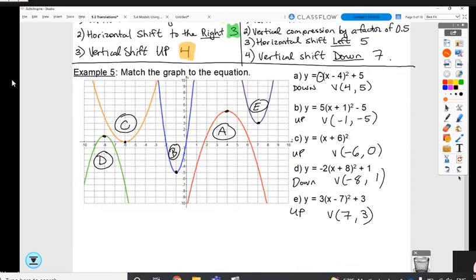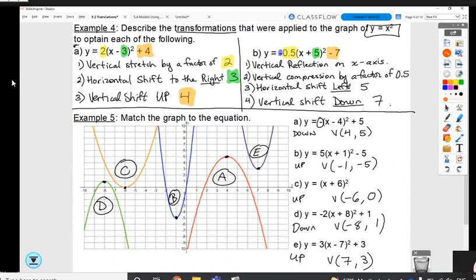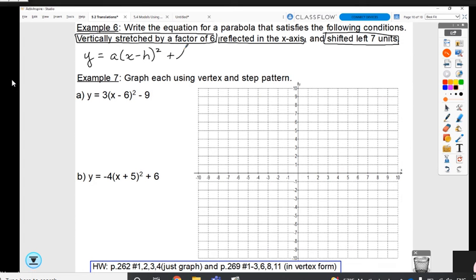Okay. Write the equation for a parabola that satisfies the following conditions. It's almost like this first one up here, but going the other way. They'll tell us the stuff that we just did here, and we have to come up with the quadratic. So, vertically stretched by a factor of 6. Reflected in the x-axis. And then shifted 7 units left. We do know that it's y equals a(x minus h) squared plus k. That's what we're dealing with.